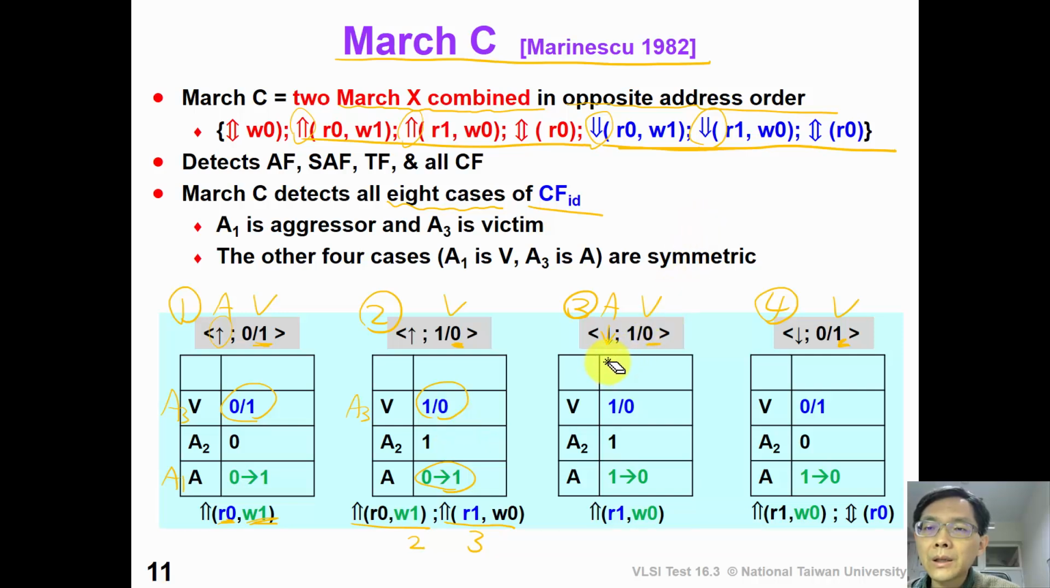For case 3 and case 4, they are very similar to case 1 and 2, but now they happen in the second half of the March C algorithm. There are still 4 other cases when A1 is the victim and A3 is the aggressor. The other 4 cases are symmetric to case 1 and case 4. So you are welcome to perform the check by yourself.